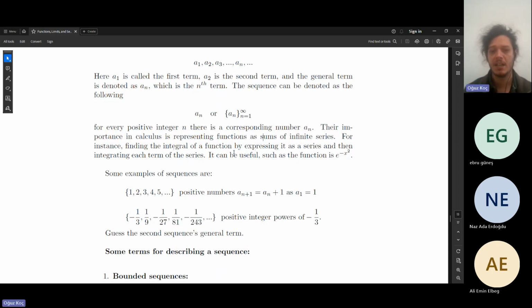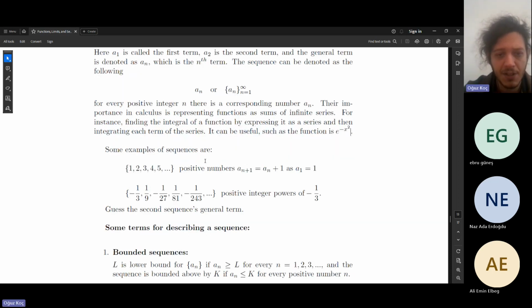Actually, here we talk about why we are using series. In a situation like e to the power of minus x squared, it is very hard to take the integral of this function. Therefore, we need to expand this function to a series and take the integral term by term in the series. It makes our job easier.